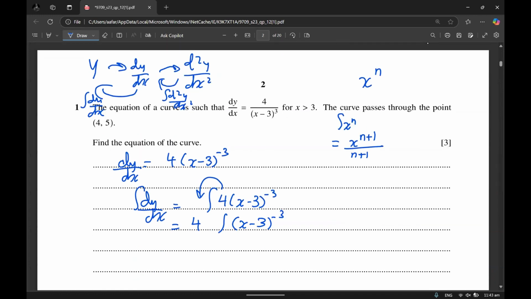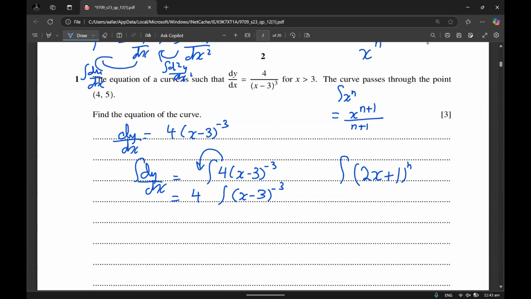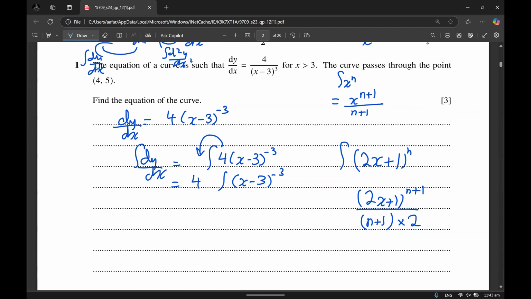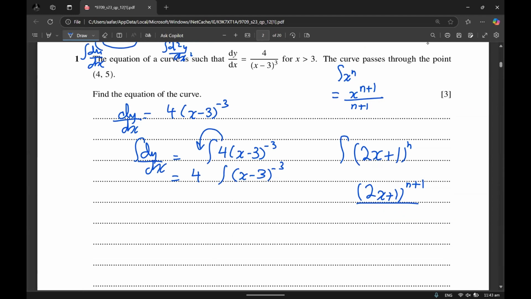And if you have something like (2x plus 1) power n, then the way to integrate that is (2x plus 1) power n plus 1, divided by n plus 1, into the derivative of x, which is 2. Divide by the derivative of x. That's how you do the integration. This is the only type of integration which we have in AS level Math 9709.